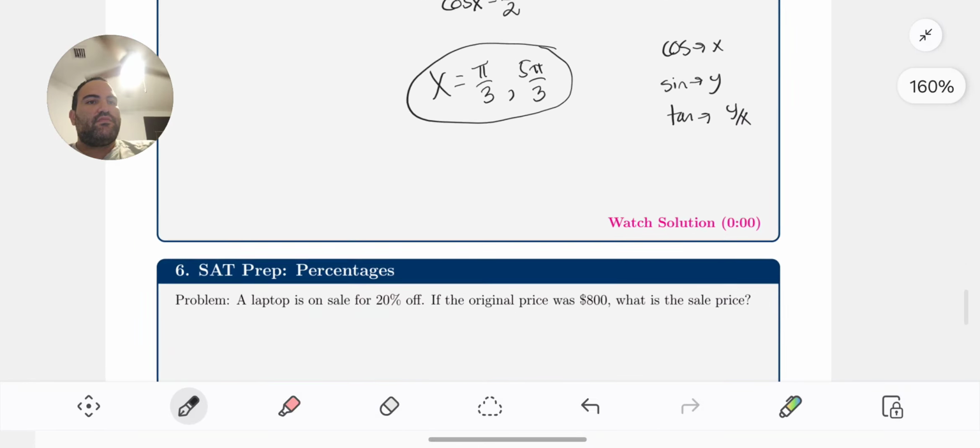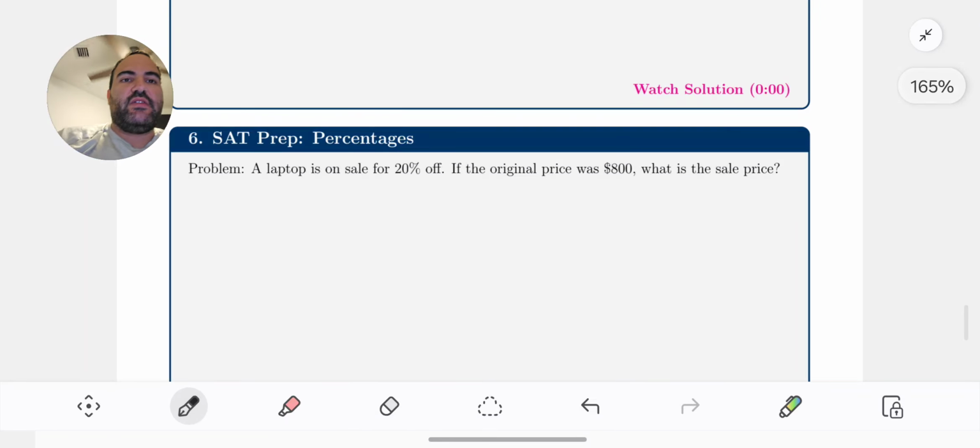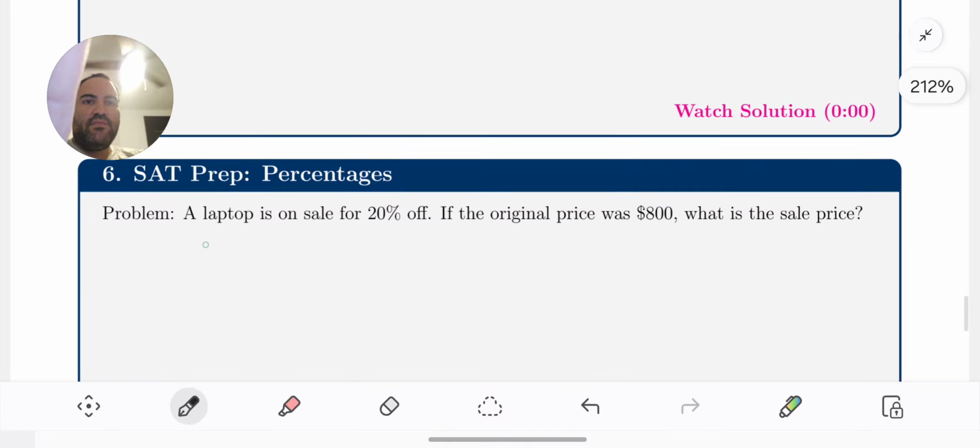Very cool. All right, now for the SAT question. Percentages. Okay, this probably falls into a hard pre-algebra question, decent for algebra 1. So, this isn't the hardest thing in the world. But we definitely want you guys to get this right so you go to a good college. A laptop is on sale for 20% off. The original price was $800. What is the sale price? So this is the original, and you're about to get a discount of 20% off. They want to know the new price.